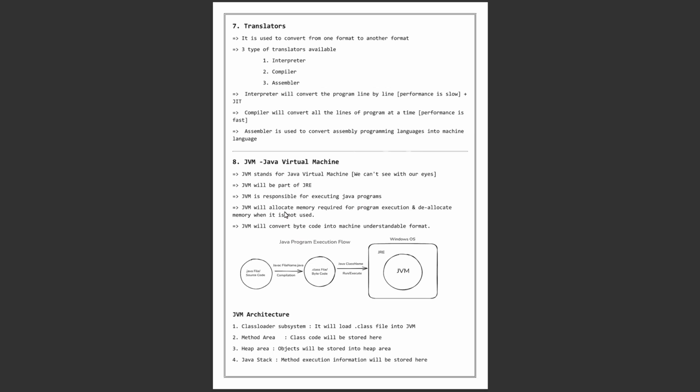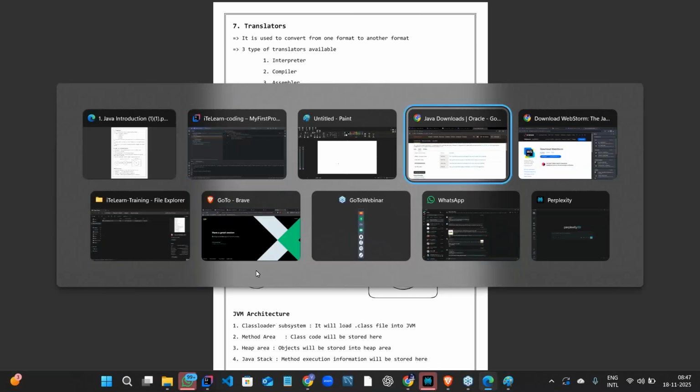If we are done using a variable which is located at a particular memory, at some period of time we are not going to use that variable. So the JVM automatically deallocates the memory and allocates new memory to it. JVM will convert bytecode into machine understandable format. So I'll show you the JVM architecture in Google. It would be more clear.